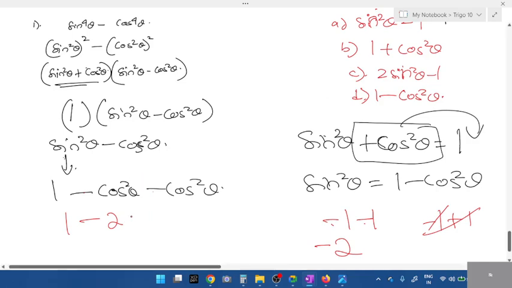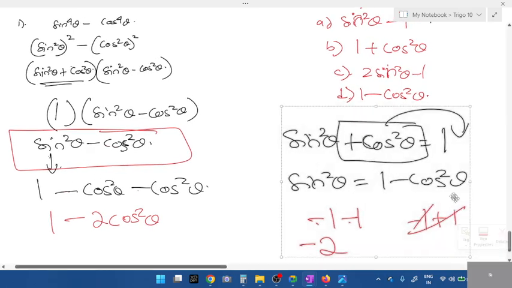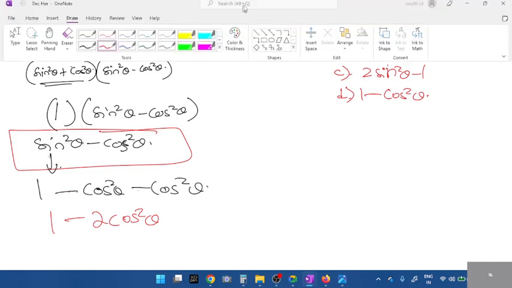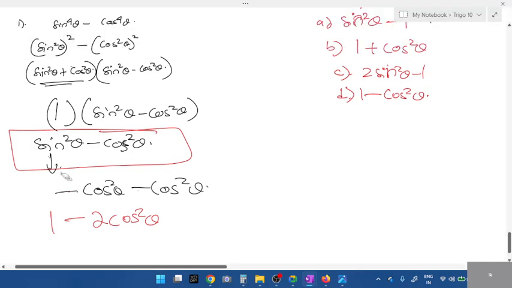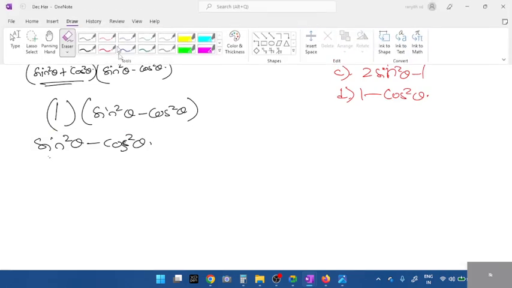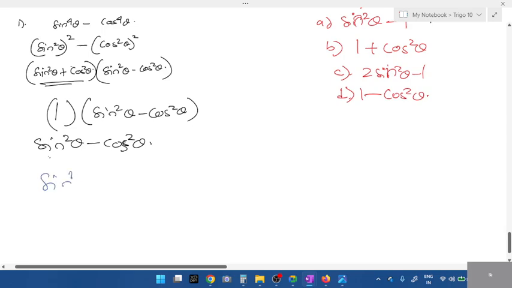So which one did we convert? In this, which one? Sine square. Did we convert sine square or cos square? For sine square we didn't get any option. We'll do one thing. We'll try to convert cos square. I'll keep sine square as it is. This is an MCQ question. Sine square theta minus as it is. Now cos square theta.